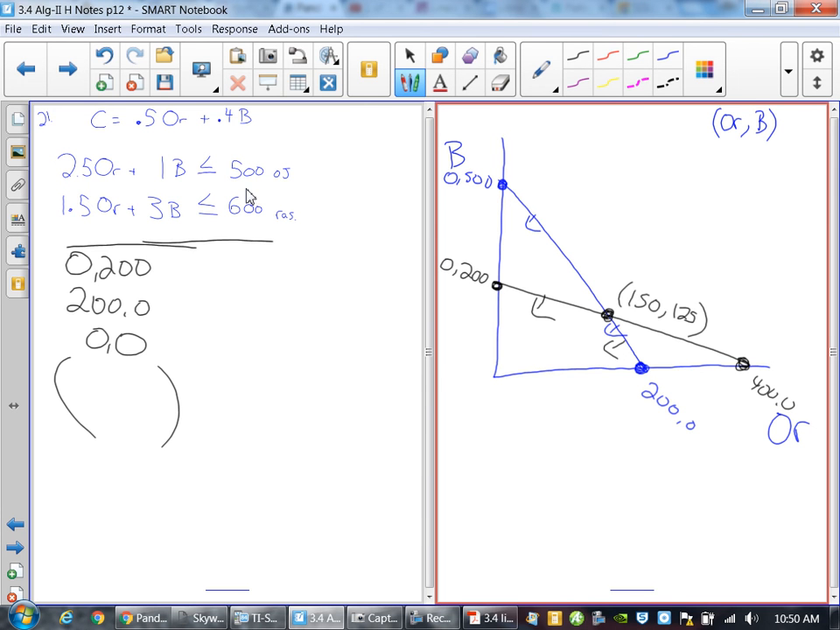Now, these are all in quarts. The solution does work out to be 150, 125 for the maximum. But they wanted you to read it in terms of gallons. So to the 150 and 125, what do you have to do? Divide it back by 4. That's about as goofy as some of these things might get.